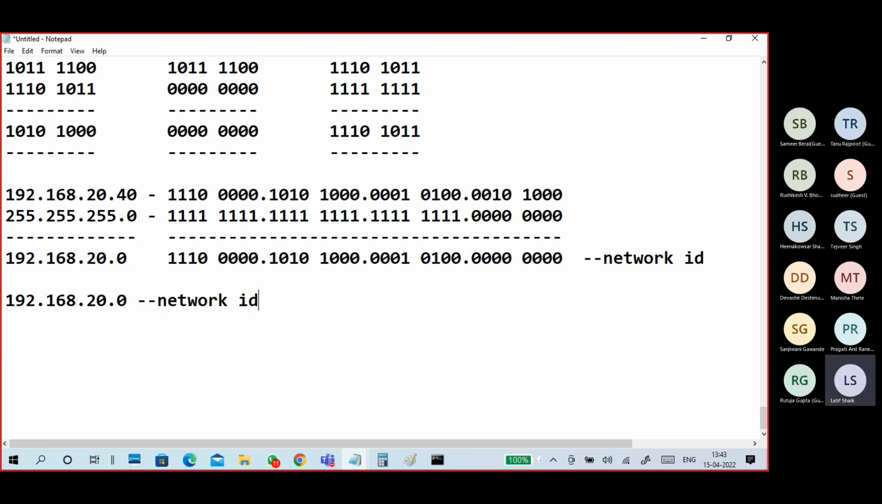Network ID, we don't use it to communicate. We use it to identify which network you belong to. After the network ID, the immediate IP address is called the first valid host. First valid host means from here you can start assigning.